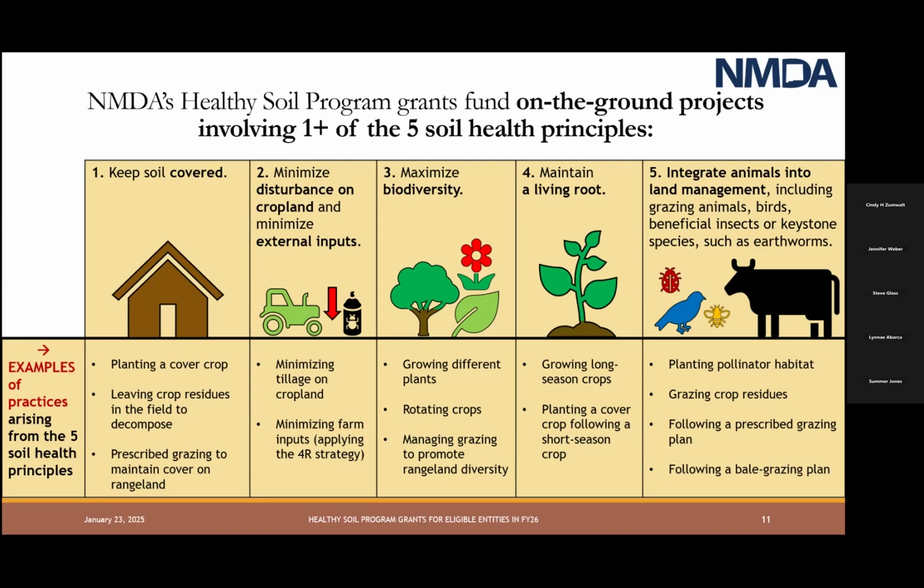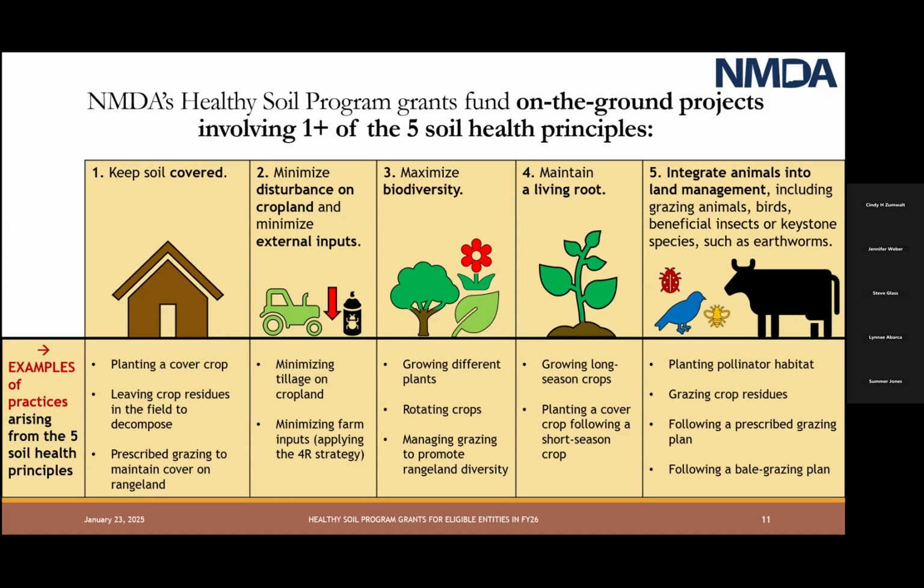Soil health principle number 4, maintaining a living root. We want to try to maintain a living root in the ground as long during the growing season as possible. So we can do this by growing long season crops. We can plant a cover crop following a short season crop. We can do that by managing our grazing to promote that optimum ratio of cool season grasses, warm season grasses, forbs, and shrubs that I mentioned a while ago.